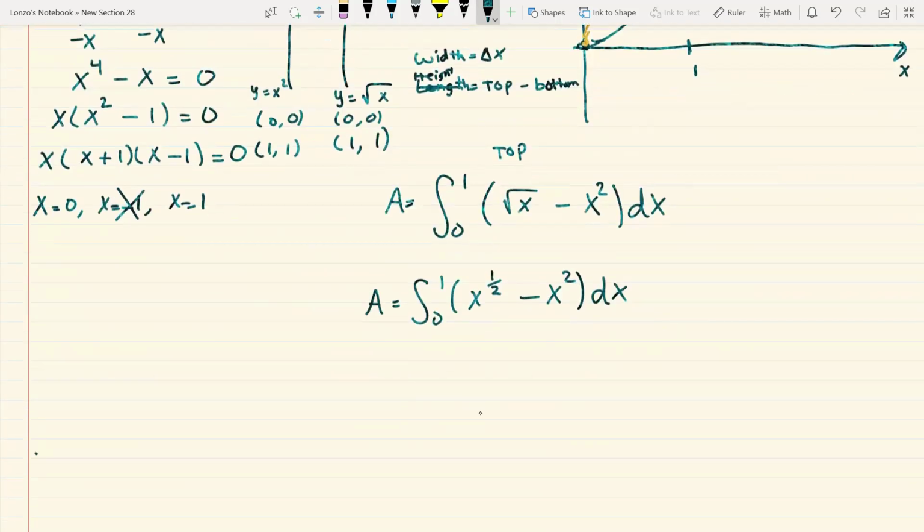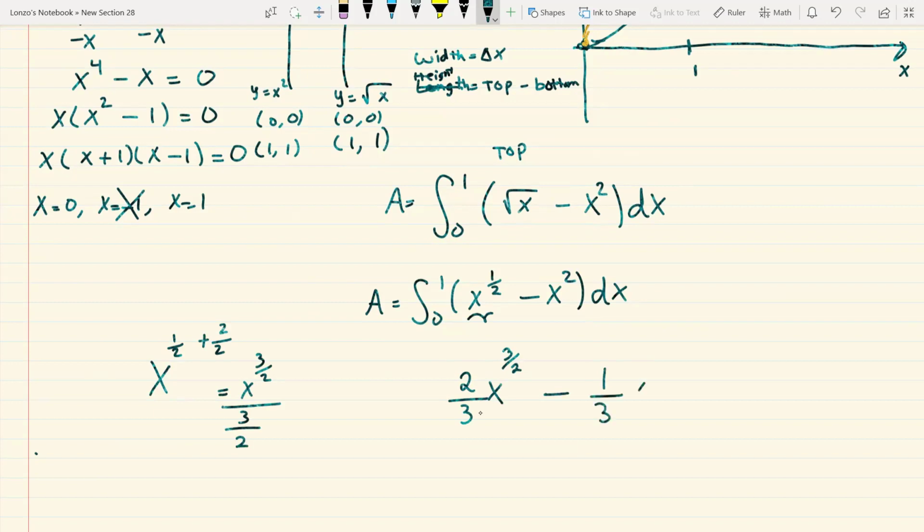Now let's just take the integration of each term. What is the integration of x to the 1/2? 1/2 plus 1 is 3/2, so it's 3 over 2 in the denominator. So that is just going to be 2/3 x to the 3/2, minus, what's the integration of x squared? 2 plus 1 is 3. So that would be 1/3 x cubed.